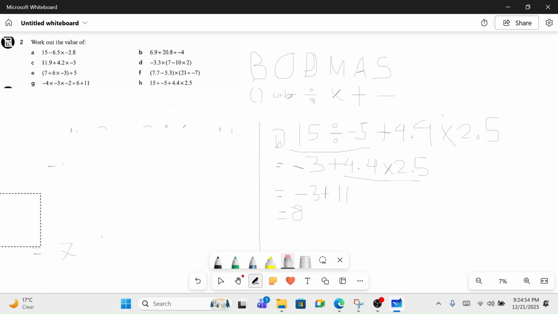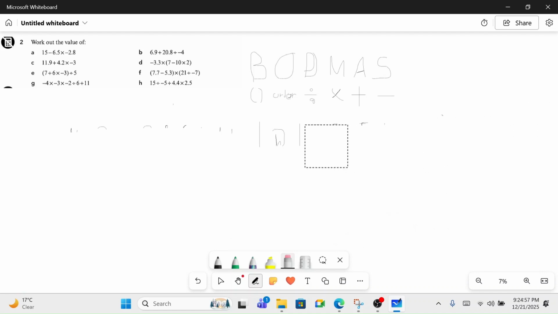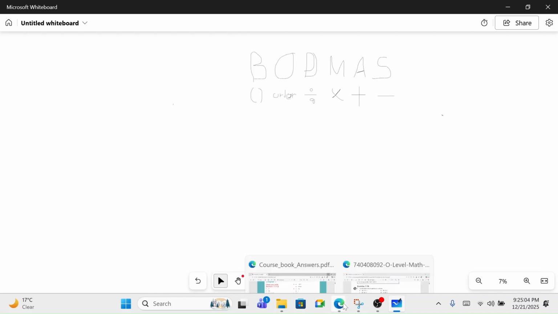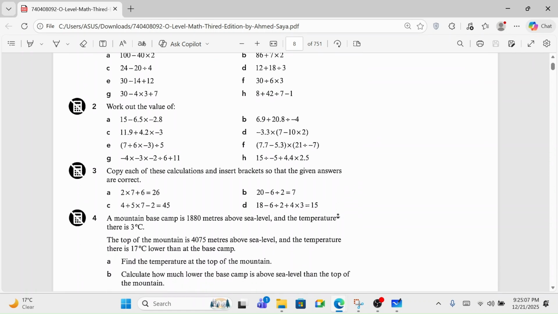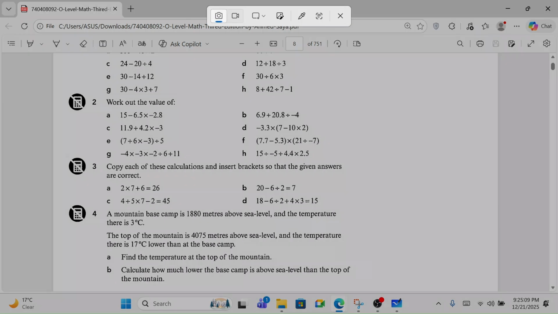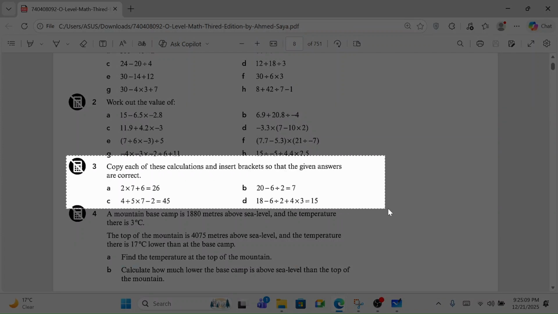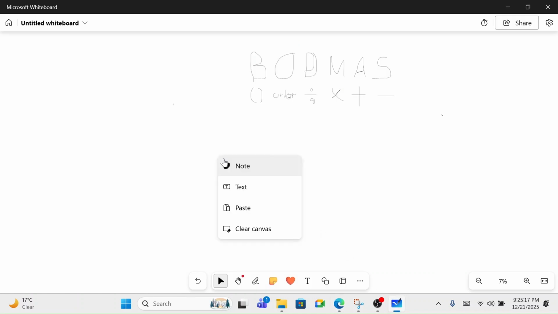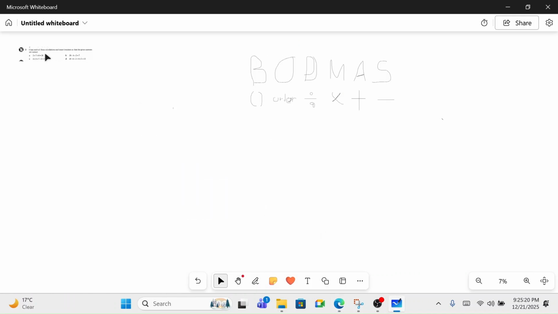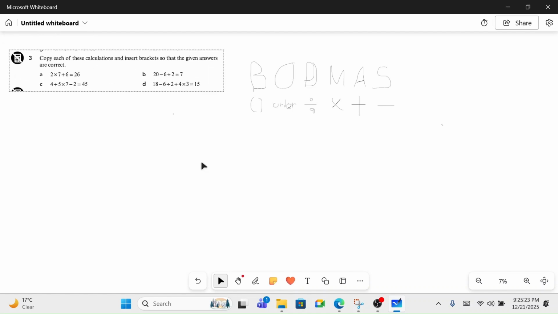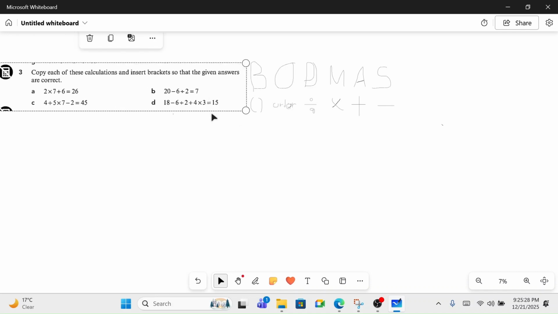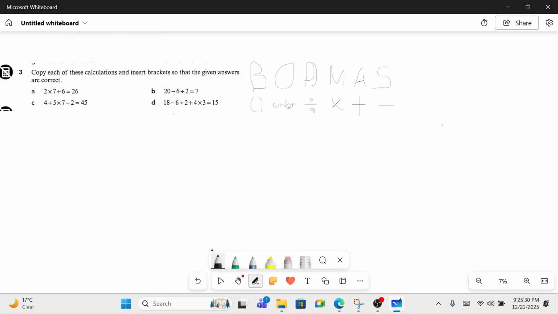Everything's done. Now let's proceed to our next question, which is question number 3. Let me get rid of this real quick. Okay, so right here, question number 3 also states not to use a calculator at all. So let's copy this down and paste it into my whiteboard. I'm gonna make it slightly big for a better view.